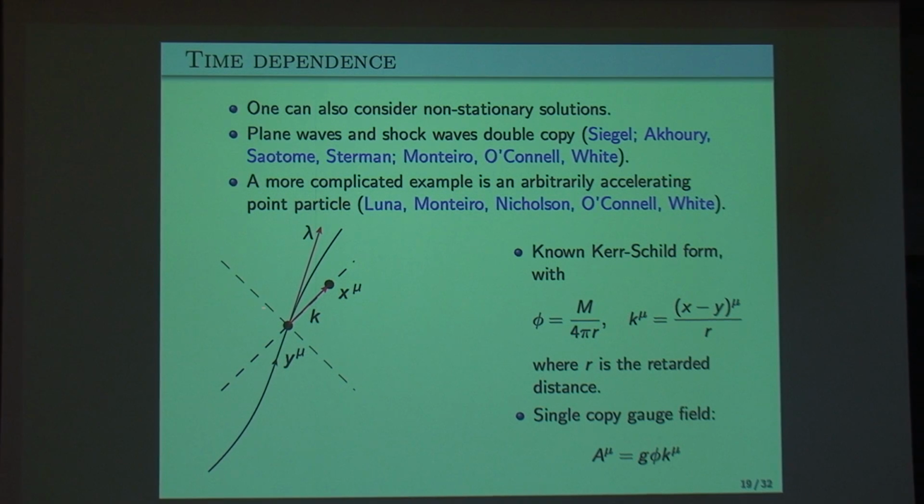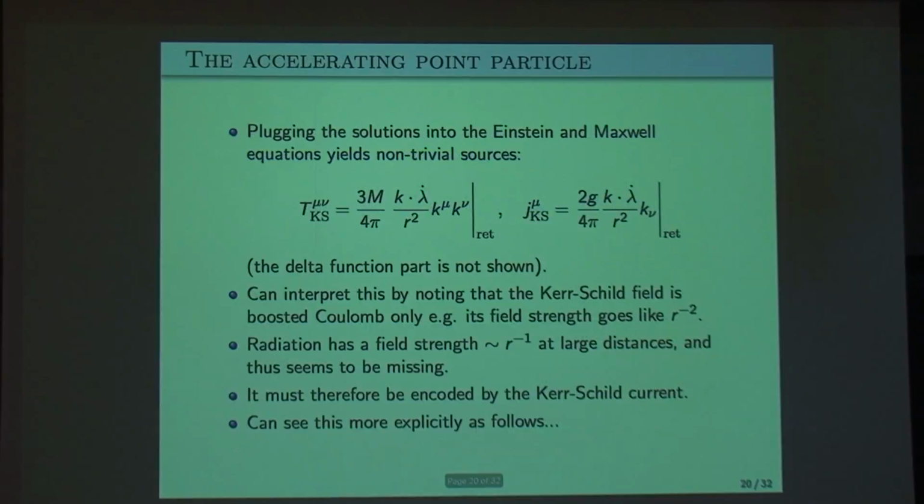Now, I will also use this vector lambda, which is just the four-velocity, or the tangent to that world line. So these are the Kerr-Schild functions, and this is something that you can look up from the literature. You could then take that and construct a single copy gauge field, as we did before. But when you do this on both the gauge and the gravity sides, you find that you get non-trivial source terms on the right-hand side of the Einstein and the Maxwell equations, respectively.